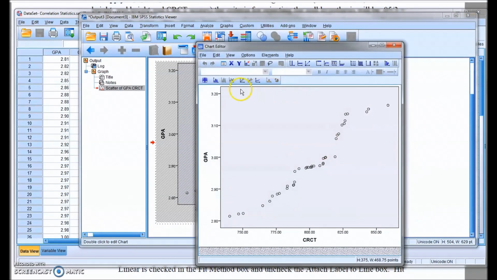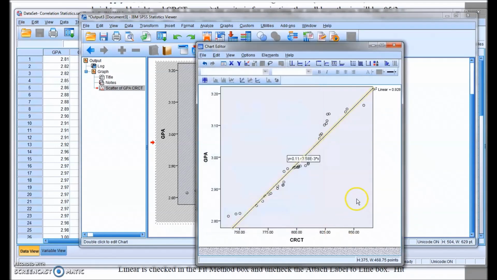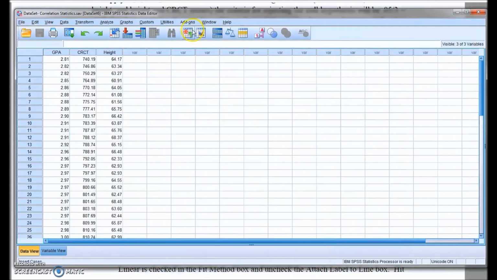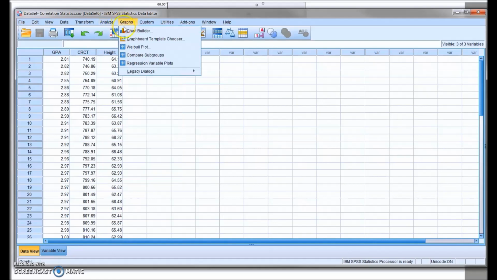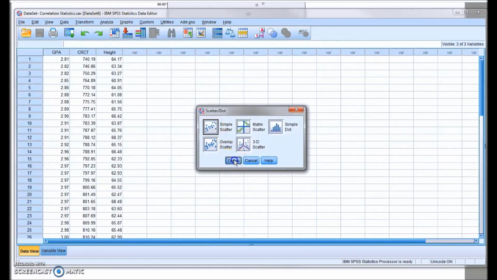I double click on this and I want to make sure that I have linear clicked. And then I close, and if you can see this, this is my linear. Some points are above, some points are below, but it is kind of linear, right? So now we are going to change, we go back to define.